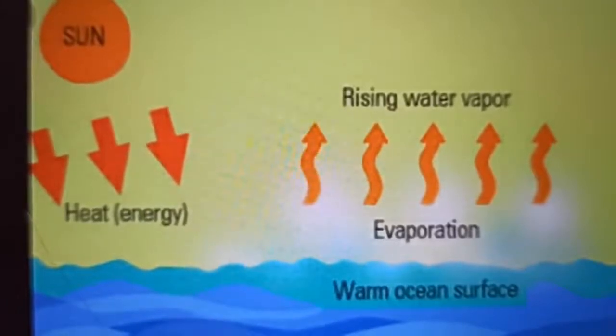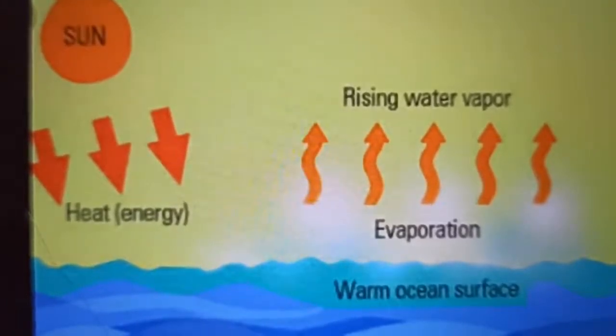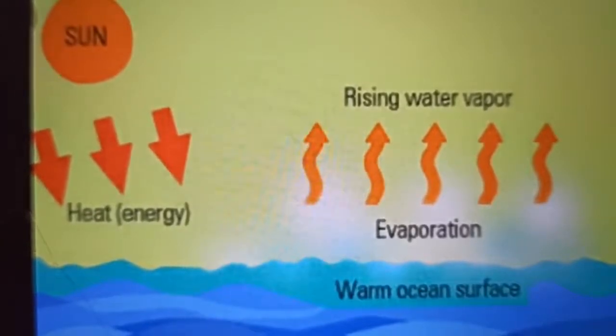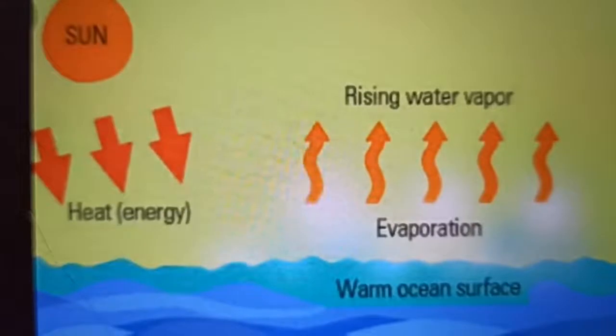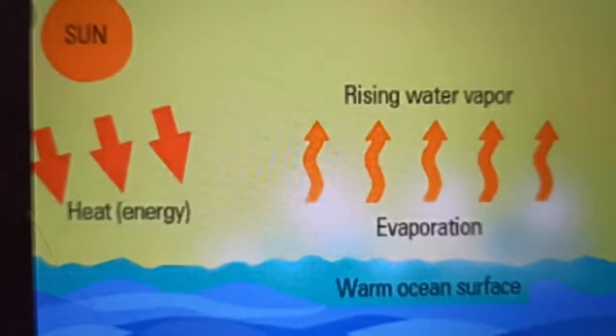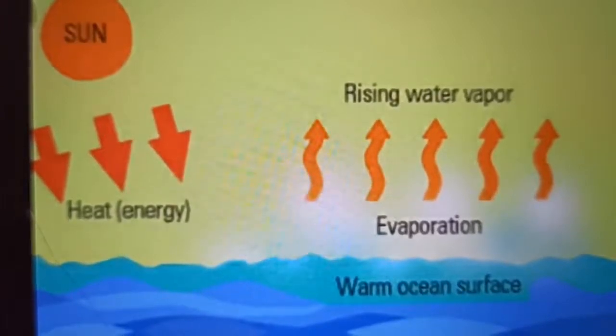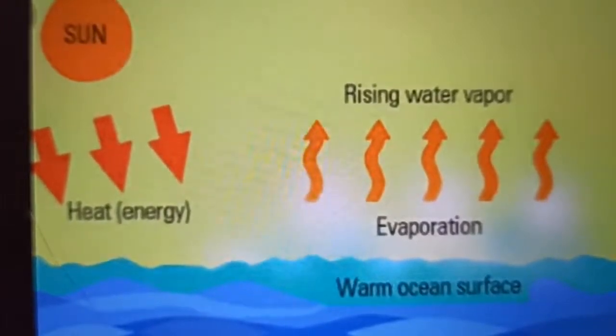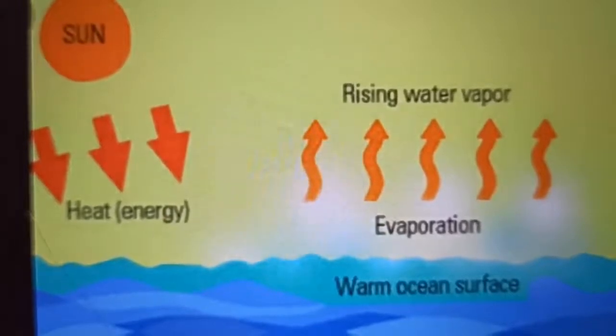For example, if salt water is heated, the water evaporates completely, leaving behind only the salt crystals. This experiment, you can do it at your home. By the method of evaporation only, salt is obtained from the sea water.